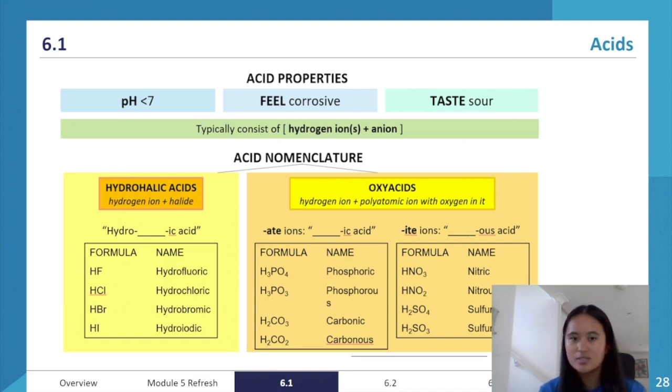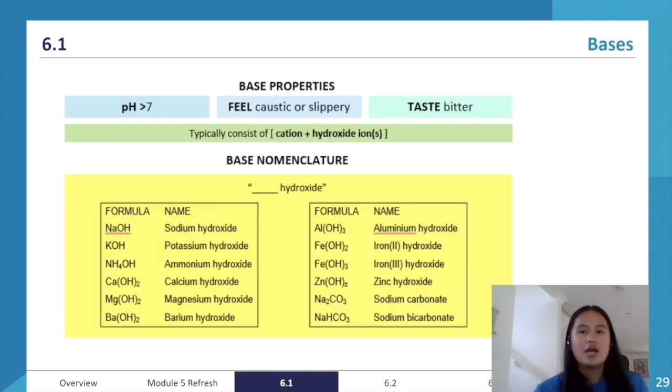Your ite ions, you're probably not as familiar with, but ite ions are your ate ions minus 1 oxygen. So nitrite is nitrate minus 1 oxygen. So instead of NO3, it's NO2. So that's how you do a nitrate to nitrite, carbonate to carbonite. And for those, instead of having ite, you add ous on the end. So phosphorous acid, nitrous acid. So that's how you name those.